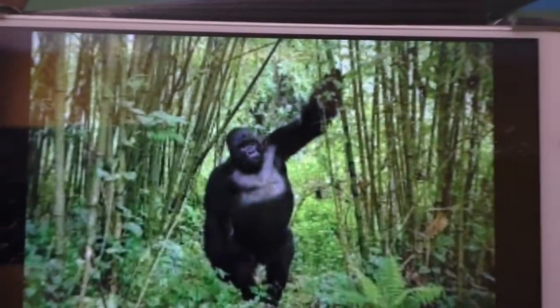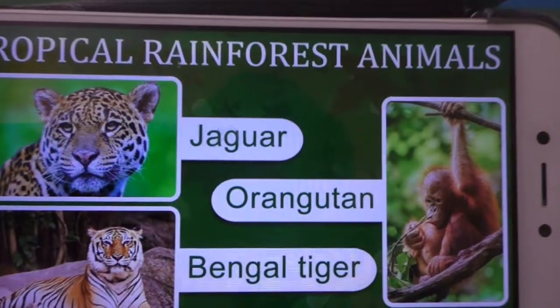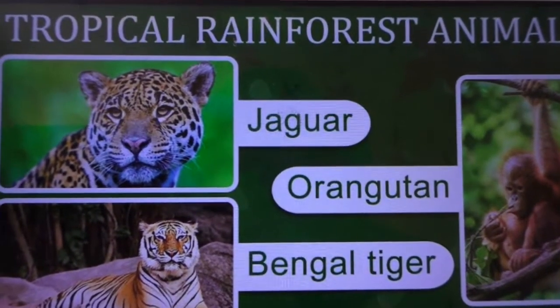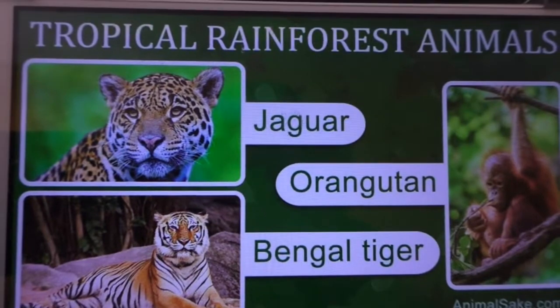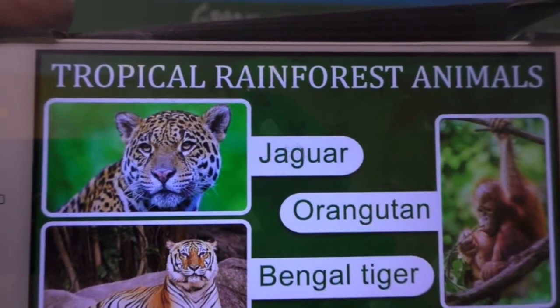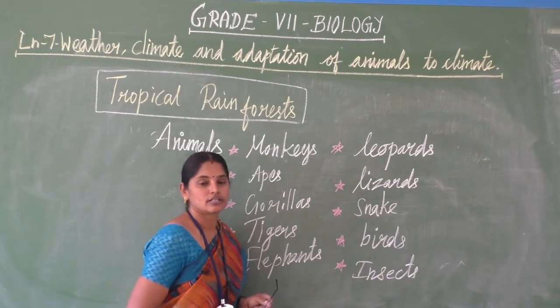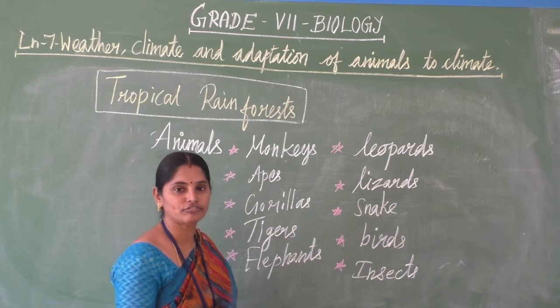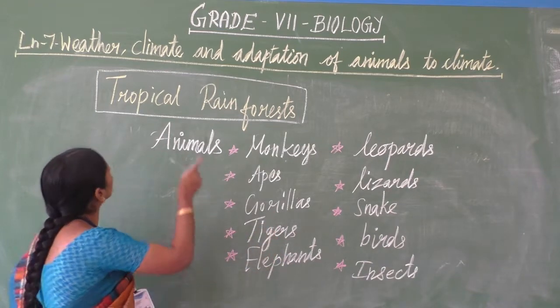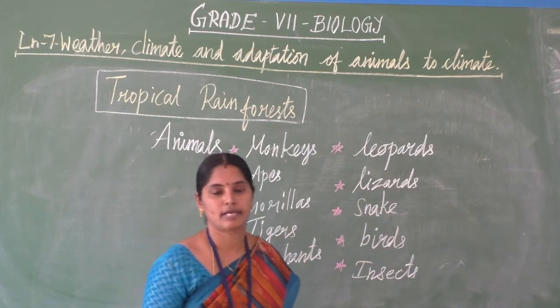Okay, these are apes, gorillas. Gorilla, tiger. So a wide variety of animals are there in the tropical rainforest. Okay children, so here we are coming to the end of this lesson, weather, climate and adaptation of animals to the climate.